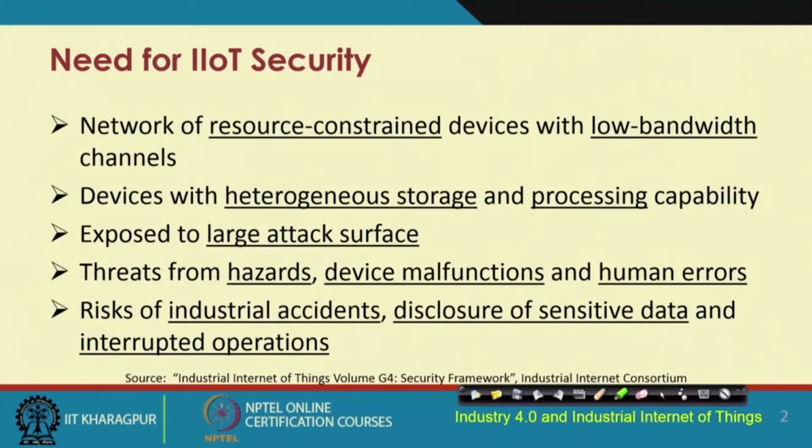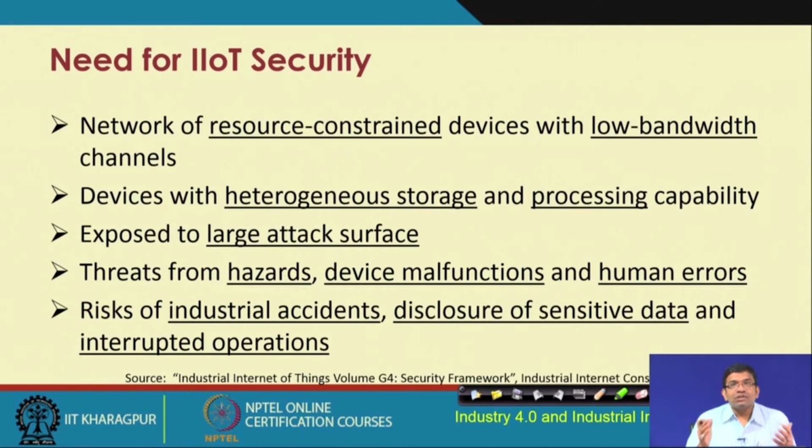Third is that because of all these vulnerabilities, wireless nature and so on and so forth, these systems are exposed to large attack surfaces. That means that a large attack surface means that there are so many different types of attacks that are possible because of the diverse nature of vulnerabilities that exist in these IoT systems integrated with the industrial systems and so on.